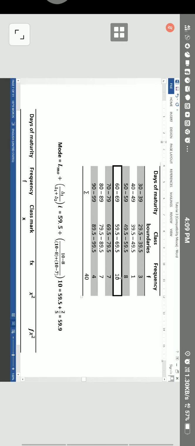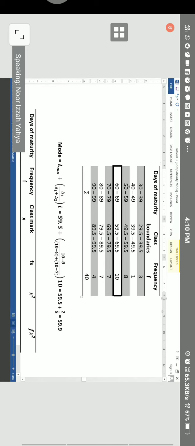You will get a value of 0.5. This 0.5 you subtract from the first lower limit. That is why you will get 29.5. For the upper limit, the 0.5 you add. That is another rule of thumb you can use for finding the class boundaries.